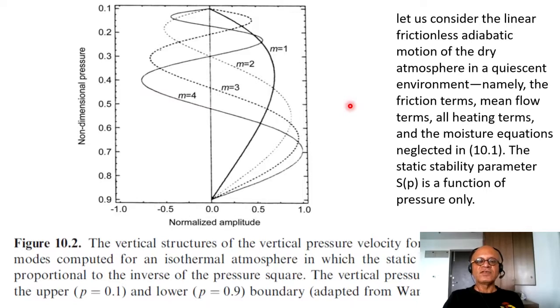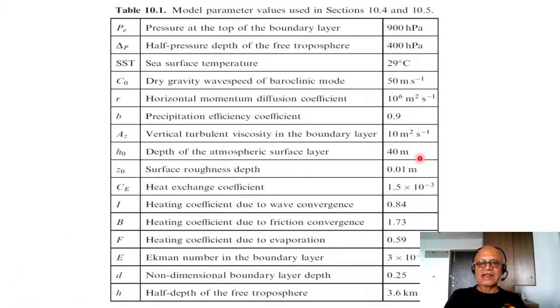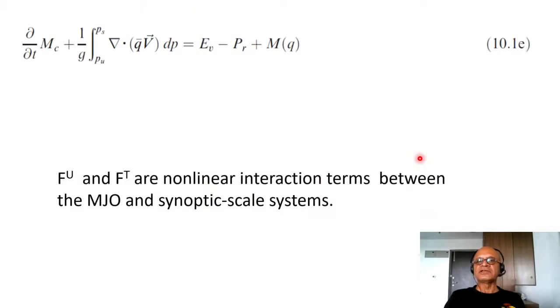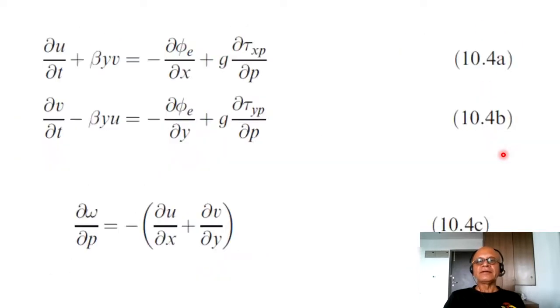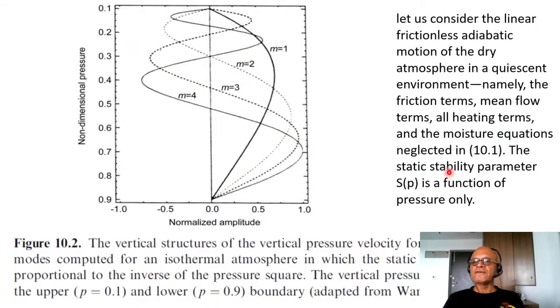But once you have these equations and the model, you can assume a single layer in the free troposphere and the boundary layer, so it's a 1.5 layer model in that case. So you can consider the linear frictionless adiabatic motion of the dry atmosphere in a quiescent environment, so the background flow is stationary. So the frictional terms, mean flow terms, all the heating terms and moisture equations get neglected in the set of equations we looked at here, 10.1, and in the solutions the static stability parameter SP is a function of pressure only.